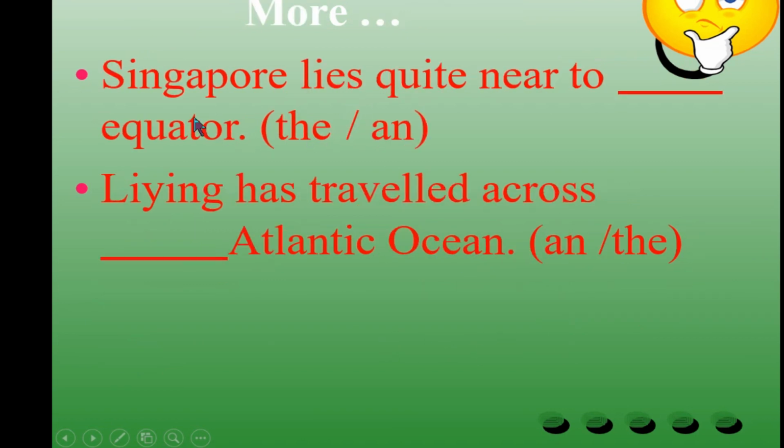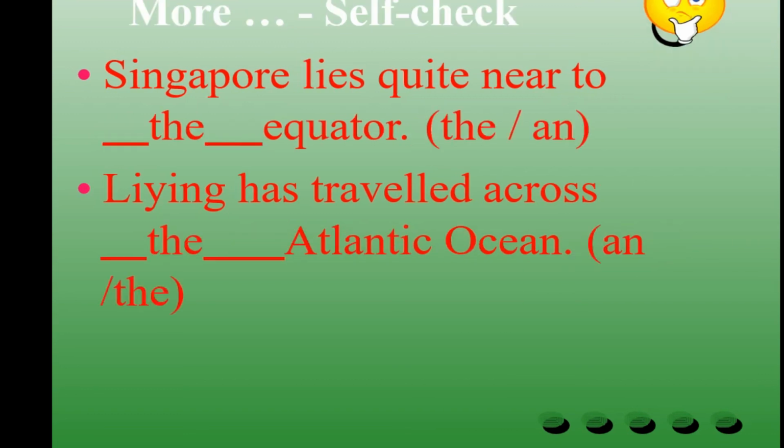More. Singapore lies quite near to the equator. Lions have traveled across the Atlantic Ocean. So let's start. Singapore lies quite near to the equator. Lions have traveled across the Atlantic Ocean. So this is the word the and the.